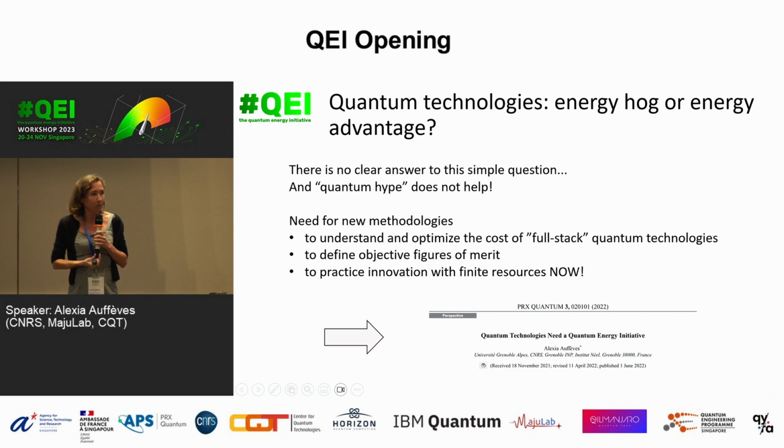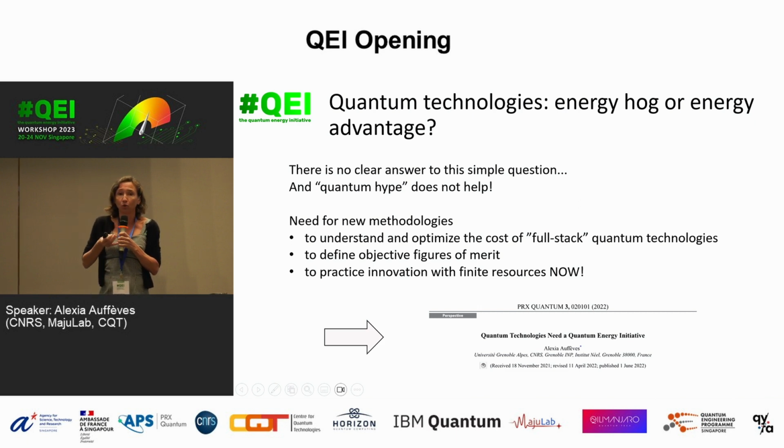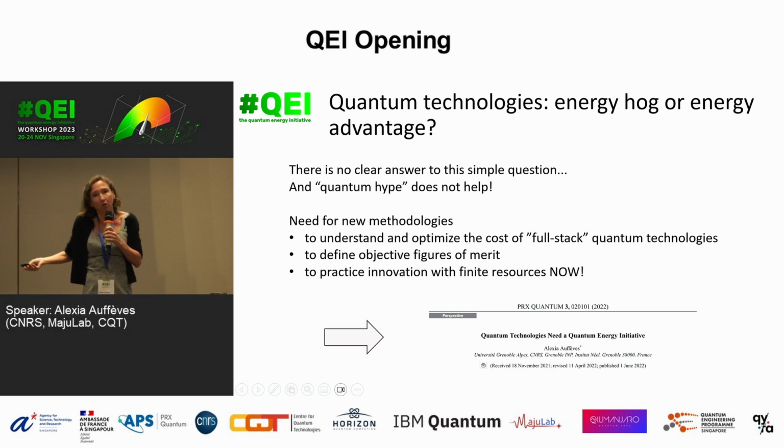And to be honest, something that is extremely, between us, tiring as well, is the quantum hype. The fact that there can be overselling, and when there is overselling, it basically means that there is no clear figure of merit and there is no clear methodology. And this is basically what we want to do here. We want to develop new methodologies to understand and optimize the cost of quantum technologies in their full stack. So taking into account everything, in ways that we are going to discuss later on and all along the conference and in the next conferences, I hope.